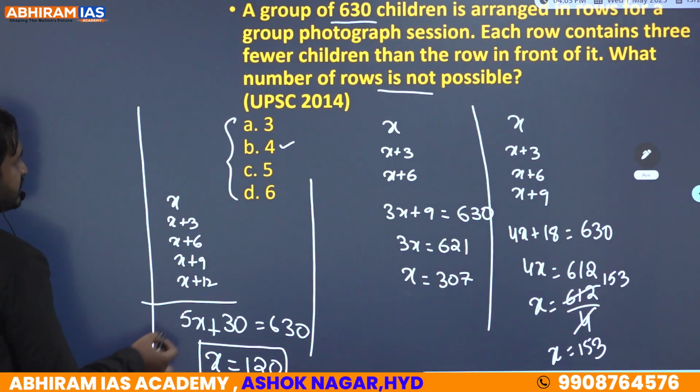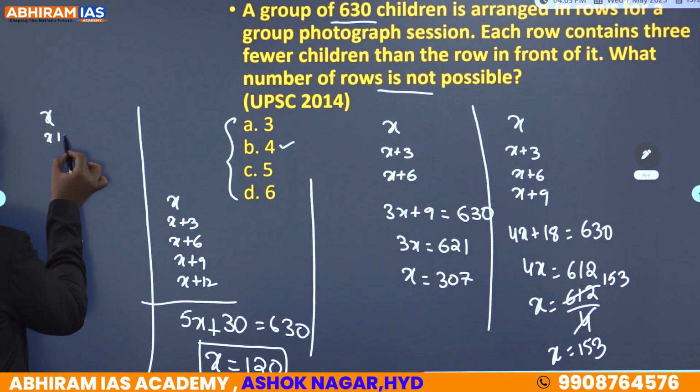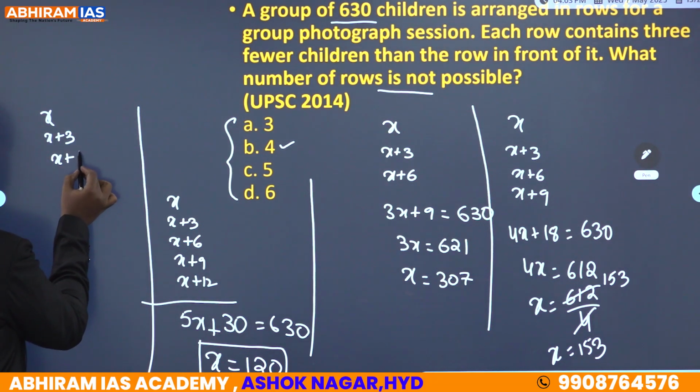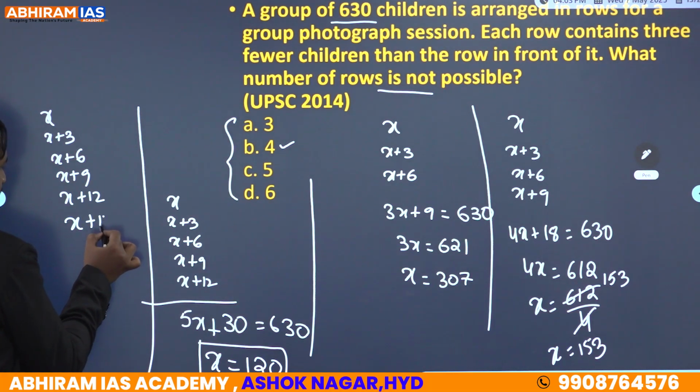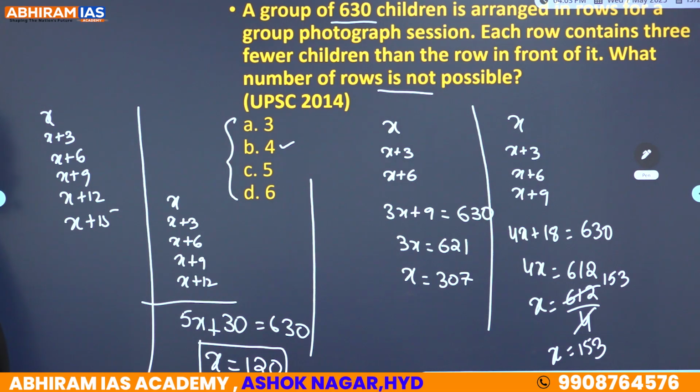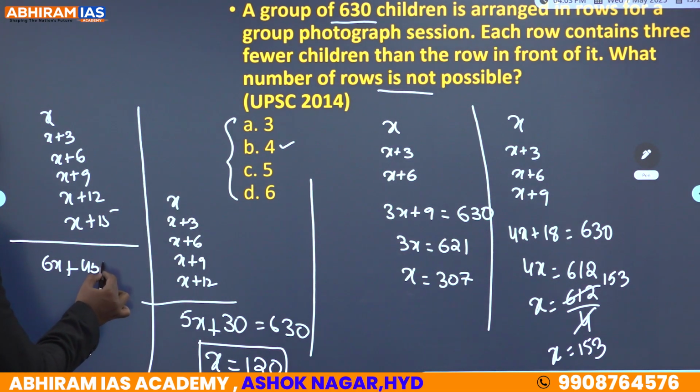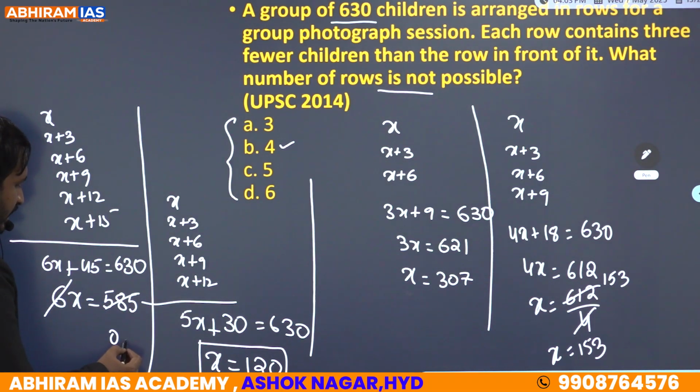Next, last verification one, 6. x plus 3, x plus 6, x plus 9, x plus 12 and x plus 15. Now see here what is the sum? 6x plus 45 is equal to 630. So 6x is equal to what I will get here? 6x is equal to 585. If you try to cancel it, it is not exactly divisible. You will get a point in decimals.